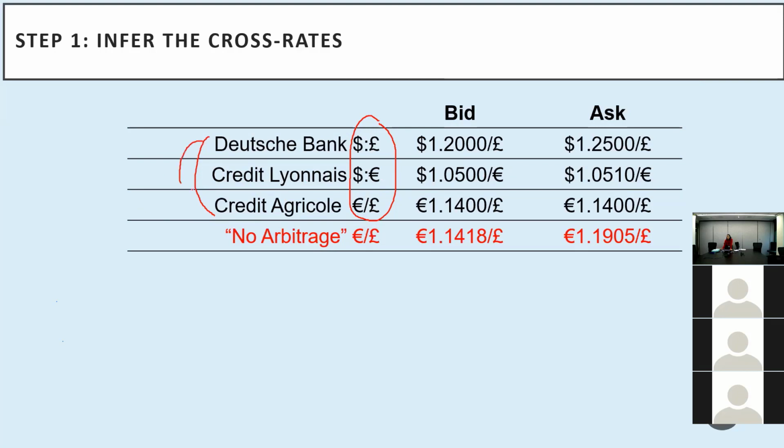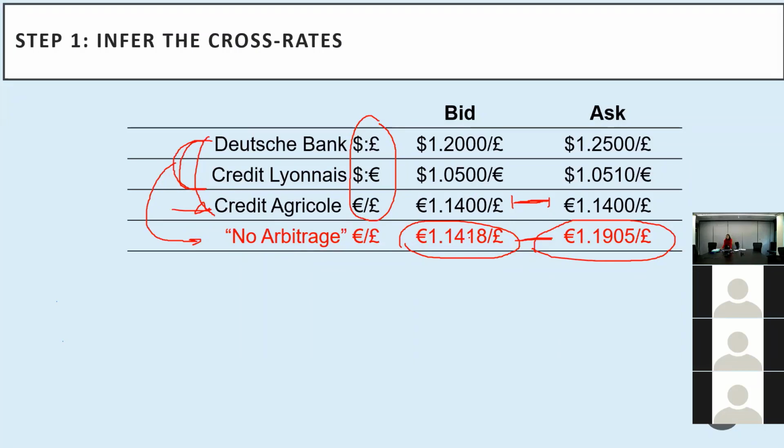So, for example here, if we compute the cross rates between the euro and the pound from the first 2 exchange rates, we will find that the cross rate for this exchange rate is given here on the slide. And if we compare that with the actual quoted rate from the third bank, we will find that there is a little bit of a misalignment, okay? So what do we mean by that?